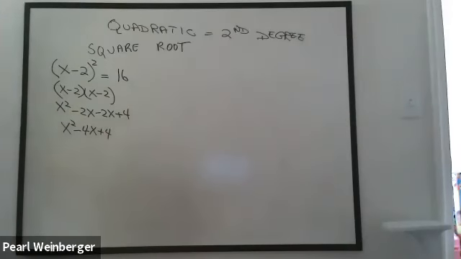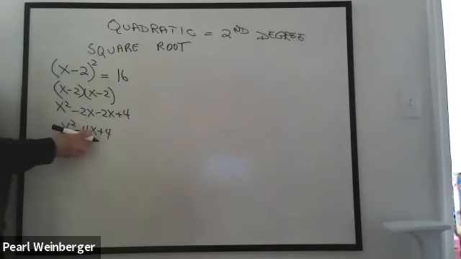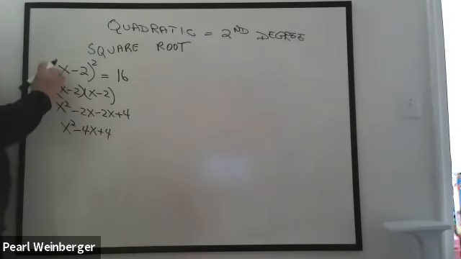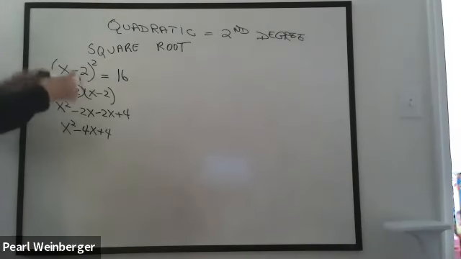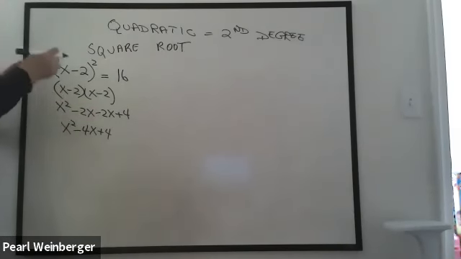But how do I get that middle term? Where did this negative 4x come from? Well, if I multiply these two things together, the two terms that are inside the parentheses, the x times the negative 2, I get negative 2x. Now, if you think about it, I'm really doing negative 2x twice. So take that negative 2x and multiply by 2. That gives you negative 4x.